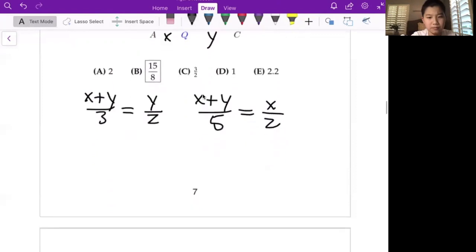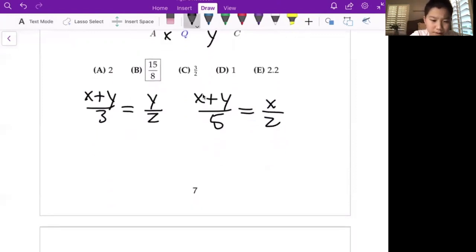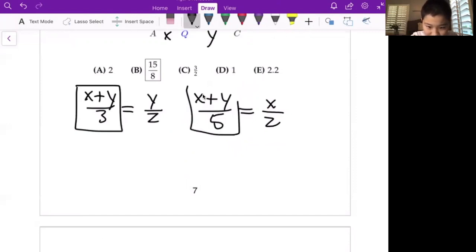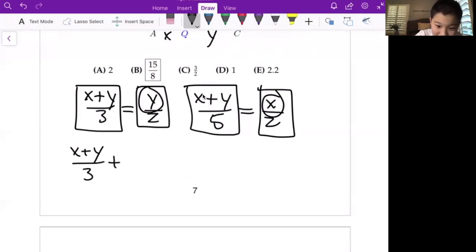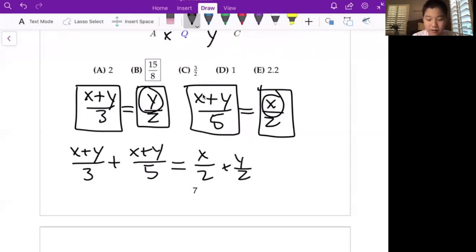Now what do we do? You see an X plus Y here, we see an X plus Y here. How about these? Let's add them. That's a great way to make X plus Y. Let's add them then. X plus Y over 3 plus X plus Y over 5, adding these 2 equations, equals X over Z plus Y over Z. Yep, you see this magic? This is just equal to X plus Y over Z.